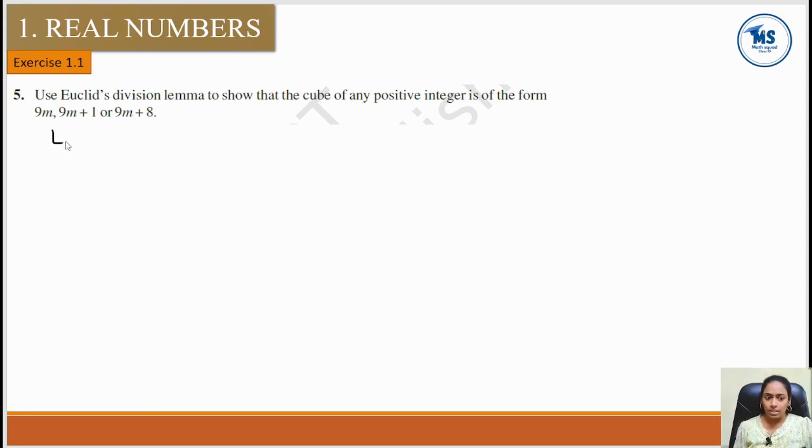First step, let a be any positive integer, and b here. We are not going to take b as 9, because if we take b as 9, the possibilities for our remainder would be 0, 1, 2, 3 and so on till 8. You have 9 possibilities for the remainder and it will be very lengthy to solve this.